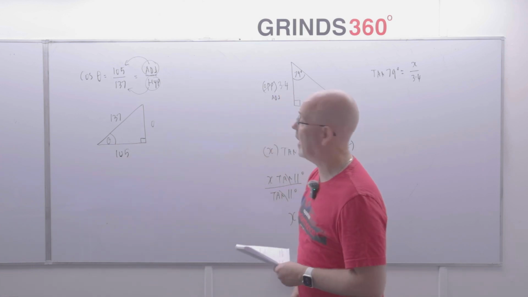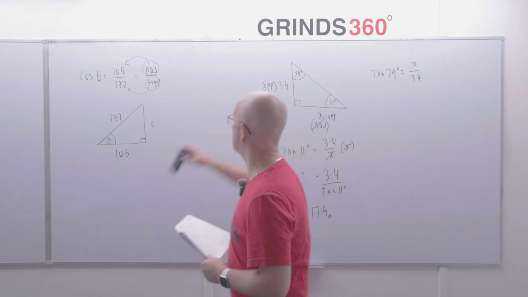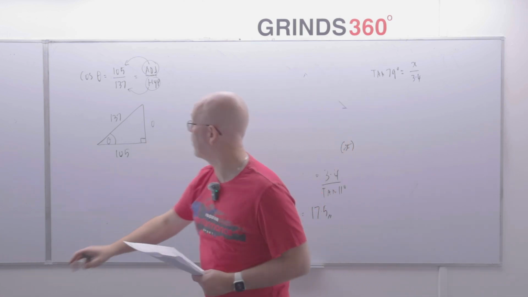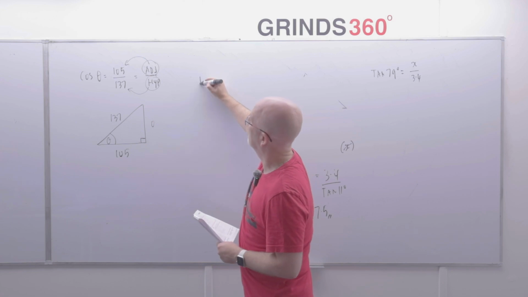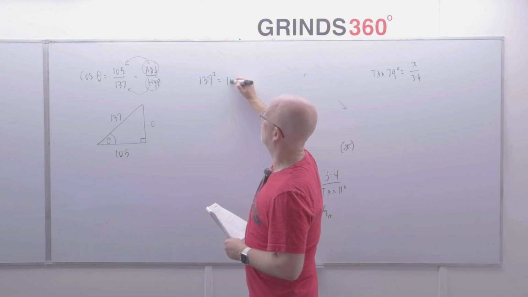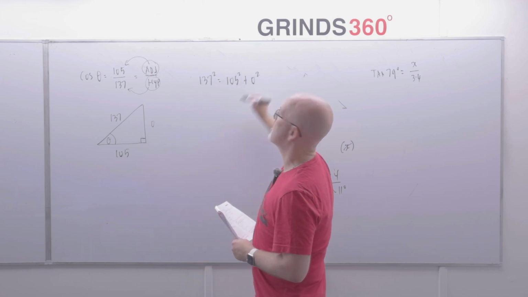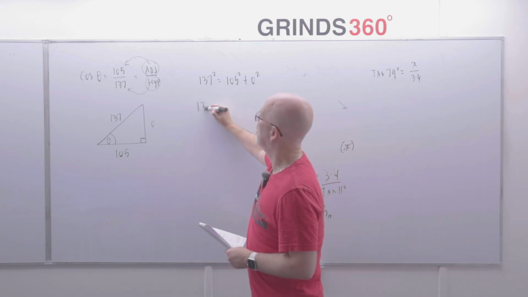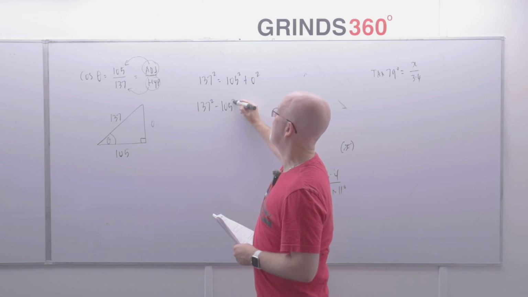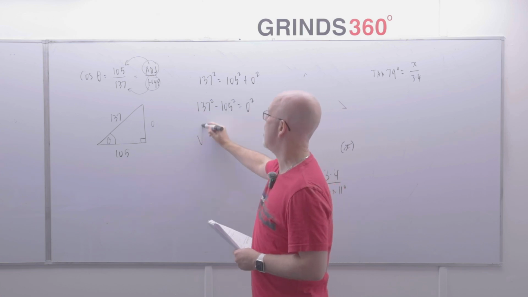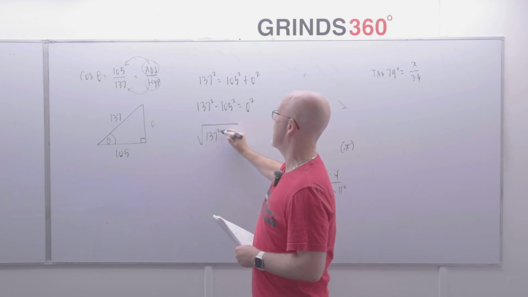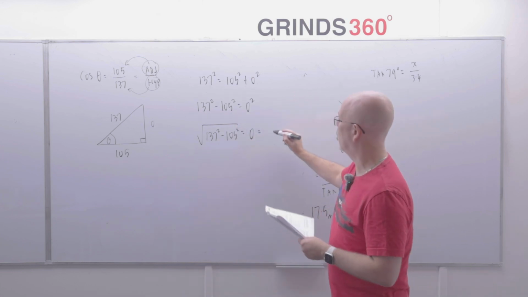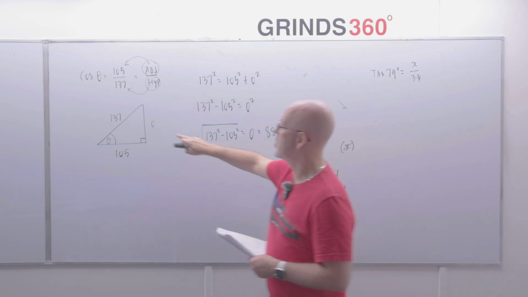It's not hard to find that now using Pythagoras' theorem, as we've just mentioned. To find the opposite, remember the hypotenuse is 137. So 137 squared is equal to 105 squared plus the opposite squared. Subtract 105 squared from both sides. We get 137 squared minus 105 squared is equal to O squared, and then just take the square root. The square root of 137 squared minus 105 squared is equal to O, and that comes out at a nice whole number again, that's 88. So this side here is 88.